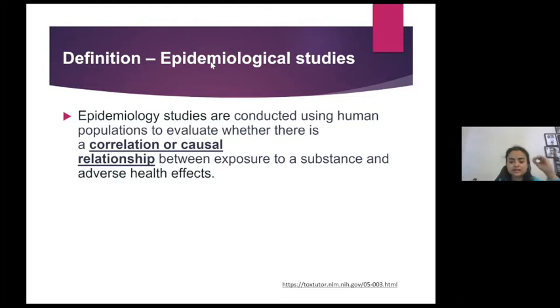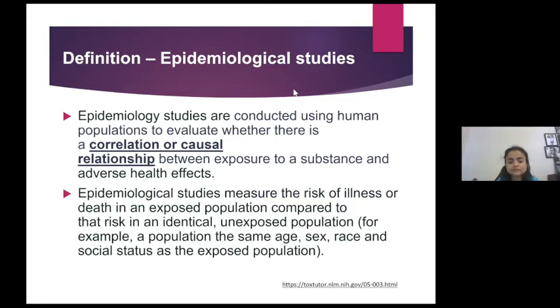It is conducted using human populations to evaluate whether there is a causal relationship between exposure to a substance and adverse health effects. So what is exposure to a substance? It can be a virus, it can be a bacteria, it can be various environmental factors, it can be even a pollutant that you're exposed to. It can be any of these things. So this is a very broad definition, and it also compares the risk of developing a disease.